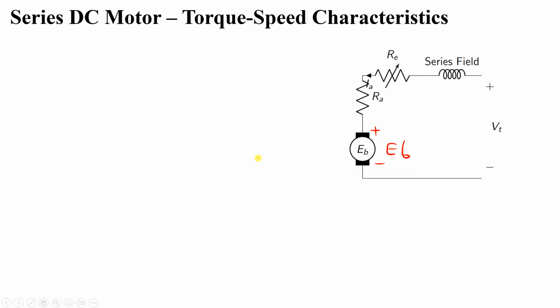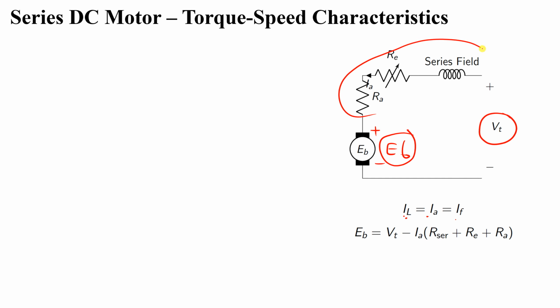Okay, so what we can see is that I load here means I terminal. It should be I terminal because we don't have any load here. It should be I terminal or I supply equal to armature current equal to field current, right? Because all of them are in series with each other. However, E back will be terminal voltage minus the voltage drop here. So it will be V terminal minus I armature times R series plus RE plus RA.